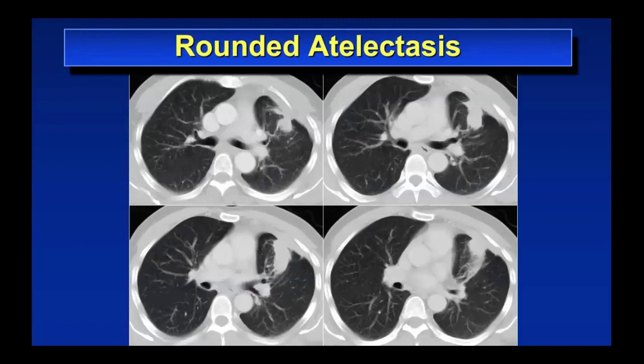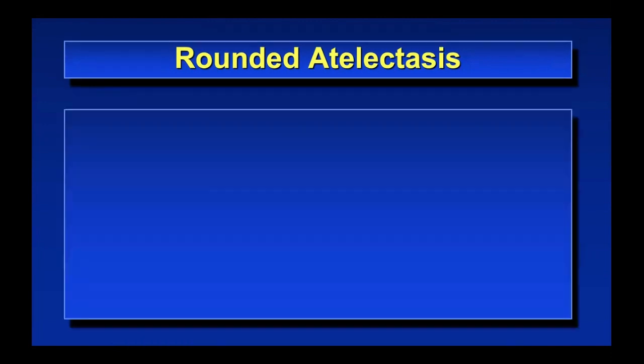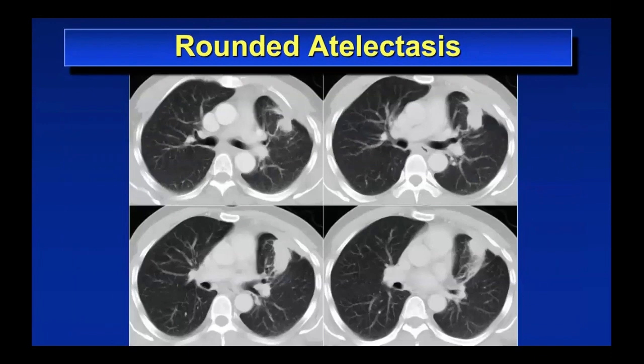Okay, so in rounded atelectasis, we see 4 features. If we can see all 4 features, we can say it is likely rounded atelectasis, but it's not a definitive diagnosis. We still have to follow it with follow-up CT because it could still be lung cancer. But if we see 4 features, we are less concerned and we can just follow with CT to make sure that it's stable for 2 years. So what are the 4 features?